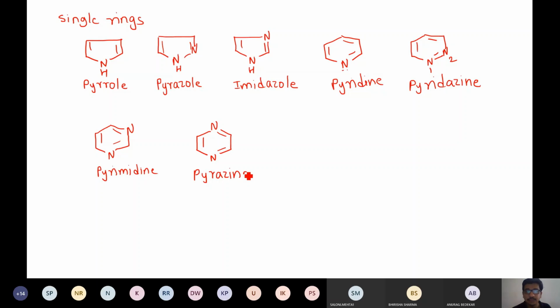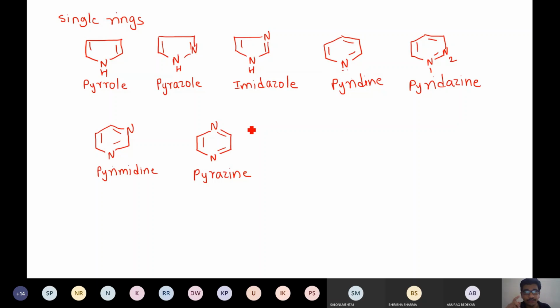So at least some of you may have heard about this drug called pyrazinamide, right? The name is derived from pyrazine because it contains a pyrazine ring. So if you put an amide here, that is the structure of pyrazinamide. So now you are getting it. We are not merely studying these rings for the sake of studying them. We are studying them because they are part of so many drugs. Okay. So these are the single rings containing one or more nitrogen.